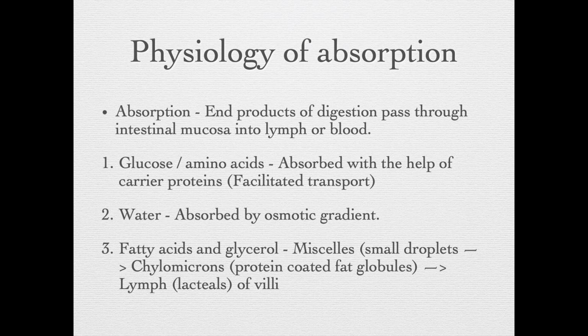Absorption is the final step wherein the end products of digestion pass through the intestinal mucosa into the lymph or the blood vessels. So glucose and amino acids are absorbed with the help of special carrier proteins in a process known as facilitated transport. Water which is present in the GI tract is absorbed by an osmotic gradient. This implies that there is movement from a region of higher concentration to a region of lower concentration.